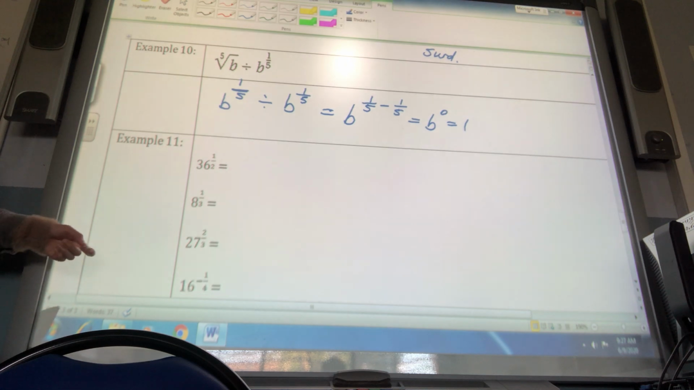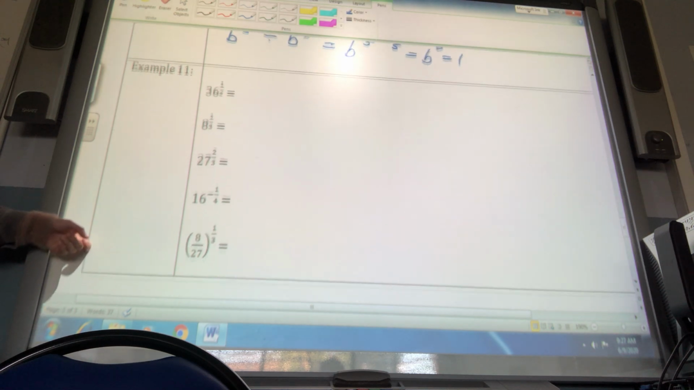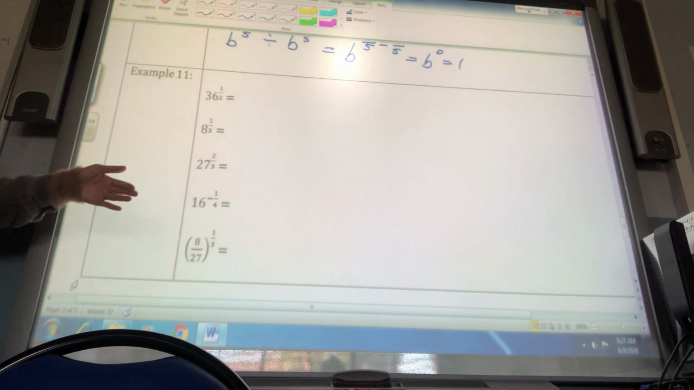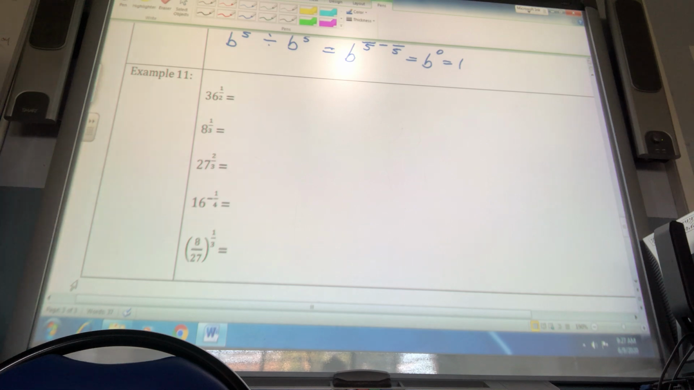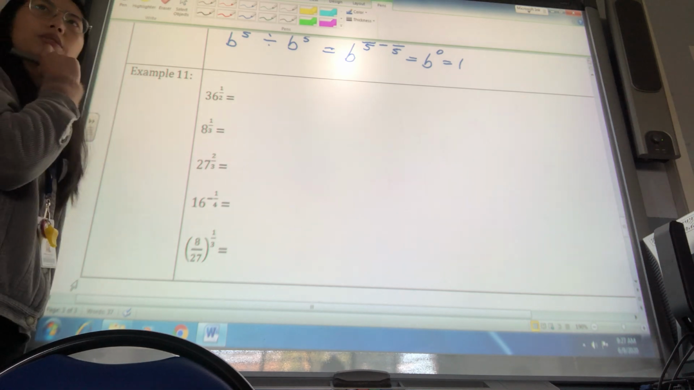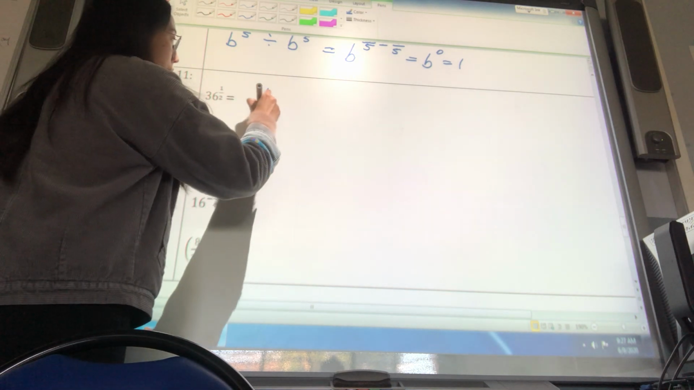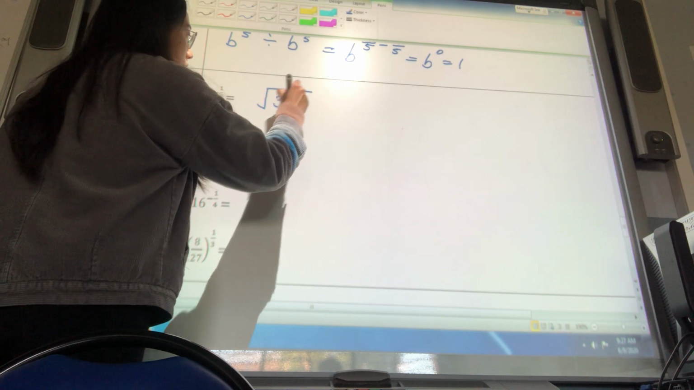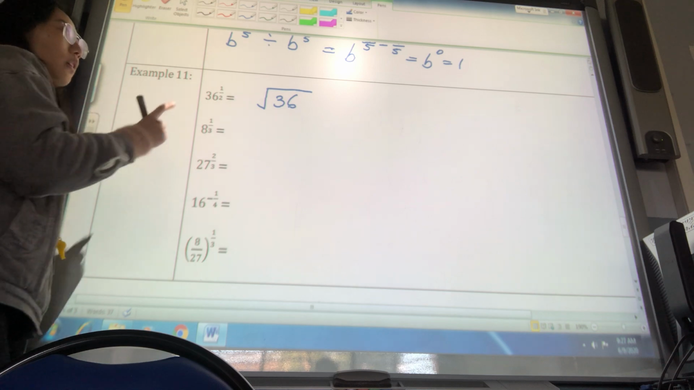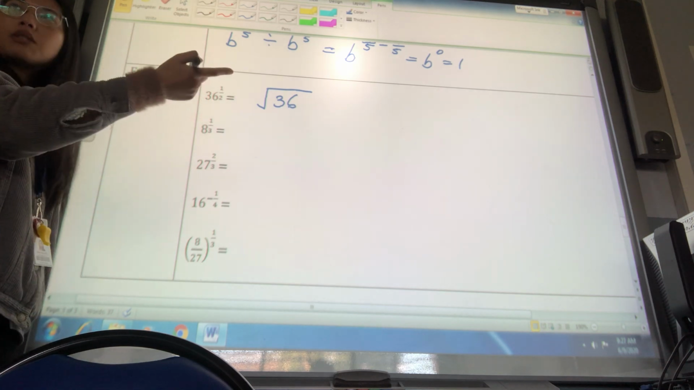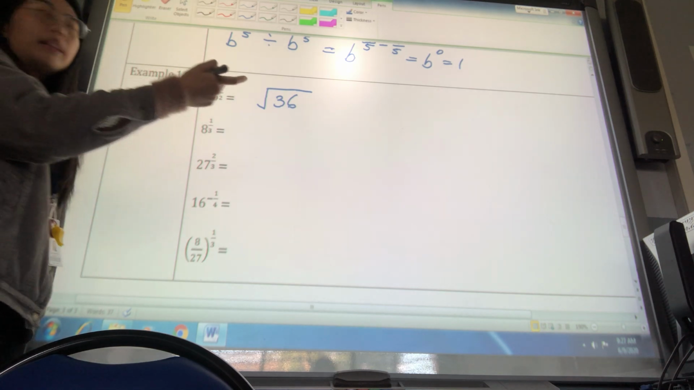Can I move on? Yeah? So next one is just numbers. But with these numbers, we have to the power of a fraction. What's the first one going to look like as a surd? So we know it's definitely a surd. Inside we have 32. 32 to the power of what? 1. And outside it's 2. So square root of 36. That's just equal to 6.